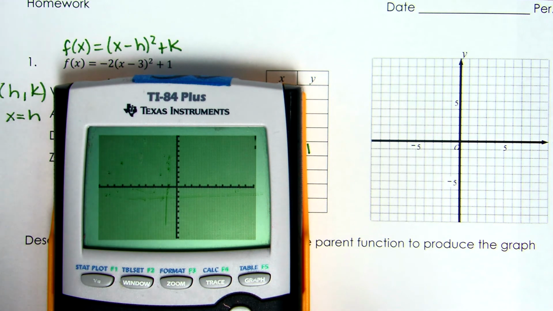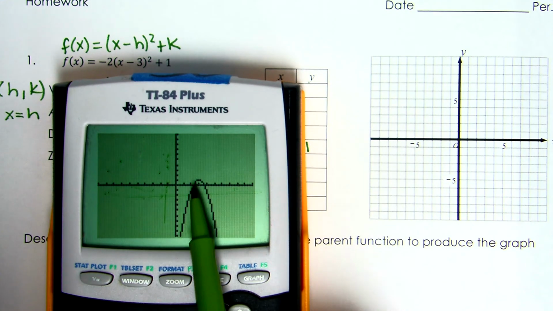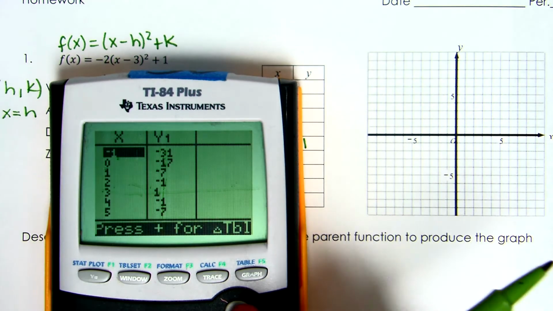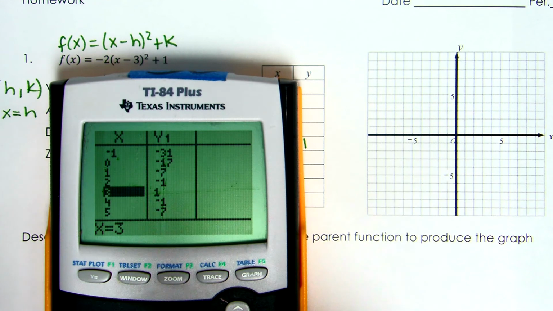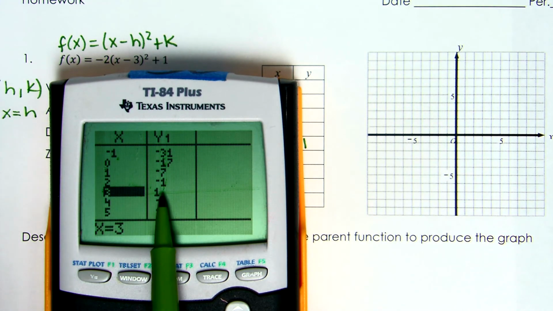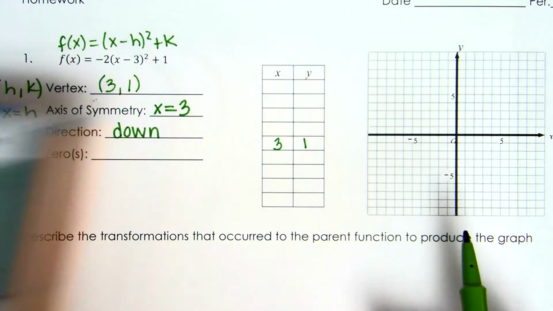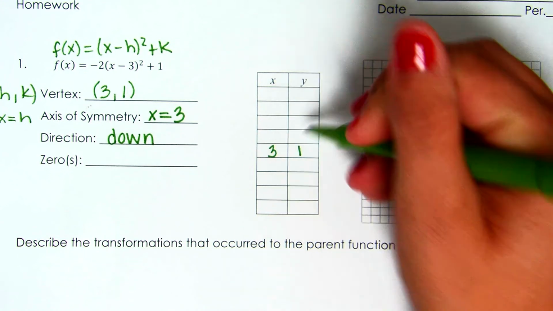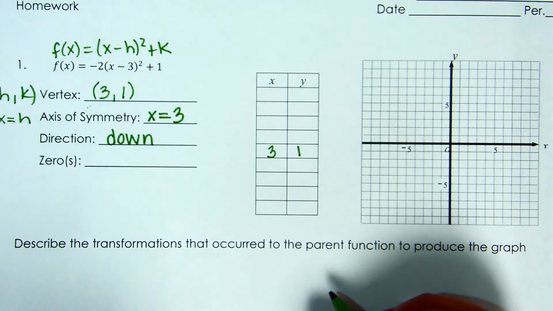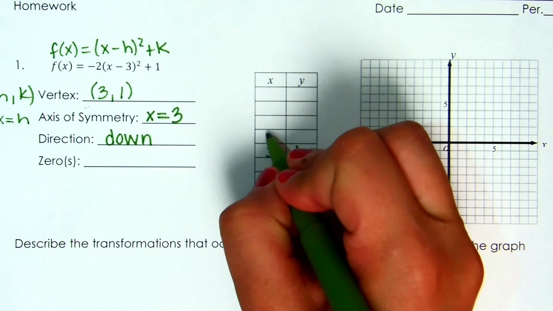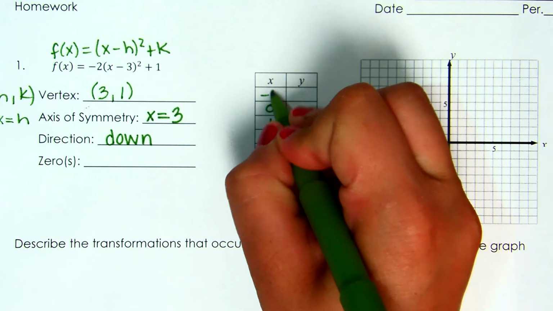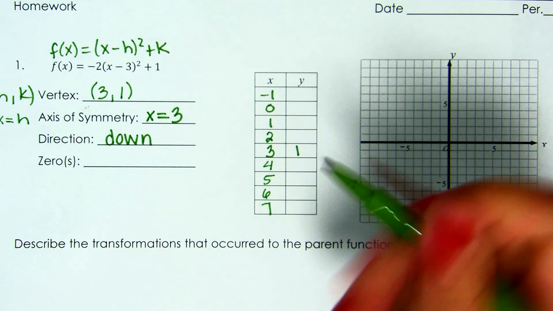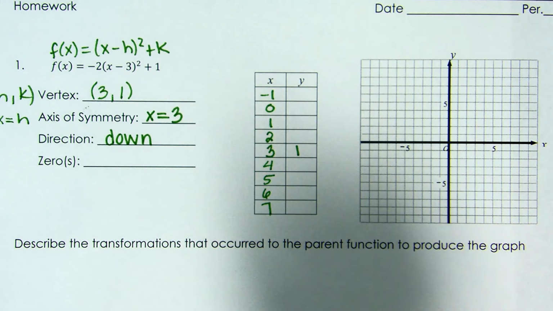And I'm going to look at my graph. I do cross the x-axis twice, so I'm going to find those when I plot points. If I go to my table, I want to fill it in around 3, 1. That's my vertex. All right, so from 3, 1, I want to fill in the x's to the left and to the right on the graph. So I'm going to have 3, 2, 1, 0, negative 1 for my x's, and going the other way, 4, 5, 6, 7. So when I look at my calculator, I'm going to fill them in.